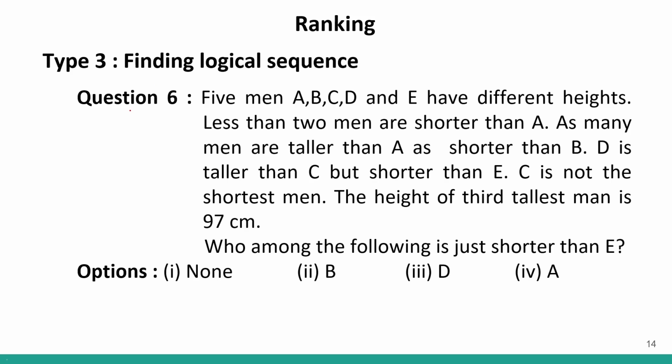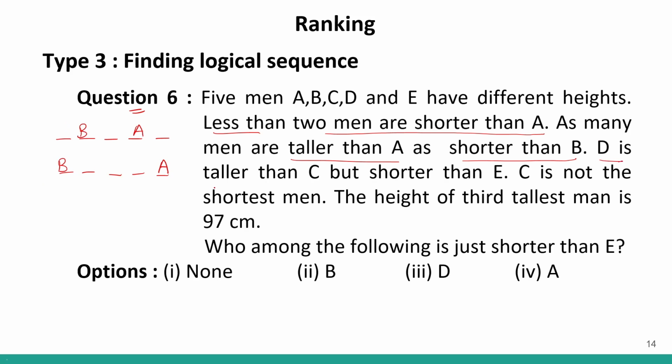Moving forward to question number 6. 5 men, different heights. We have already made this in previous 2 questions. Now let us see again. Less than 2 men are shorter than A. So 2 possibilities, correct? Either 1 or 0. So A can be here, A can be here. As many men are taller than A as shorter than B. So B can be over here and B can be over here.